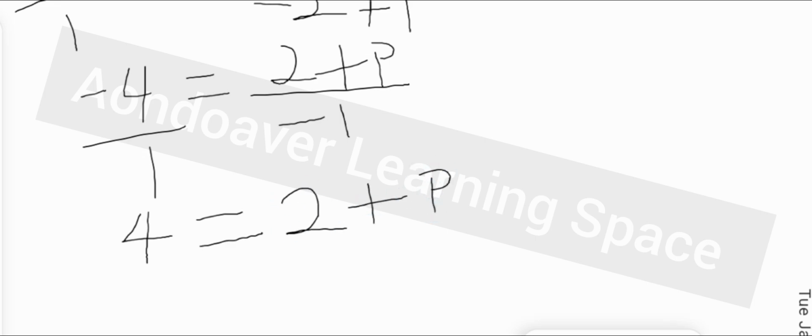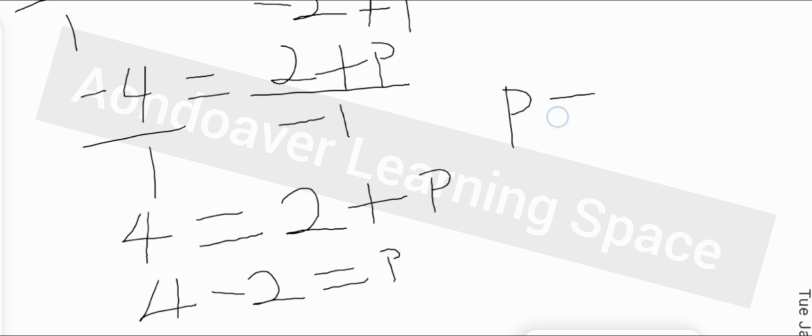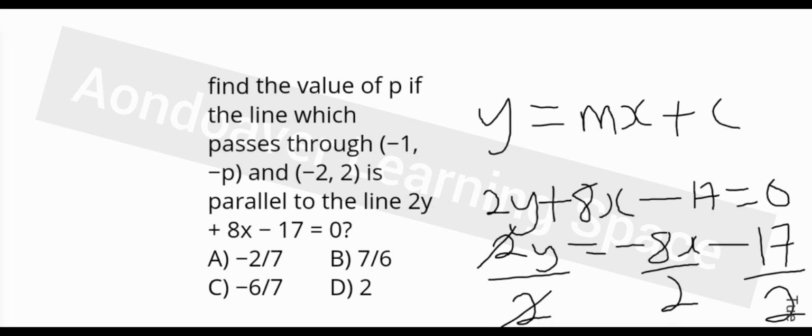So when we make p the subject of the formula by moving 2 to the left hand side, we'll have 4 minus 2 equal to p. This is the same thing as saying p is equal to 4 minus 2, which will give us 2. So this is the value of p. Our option here is option D.